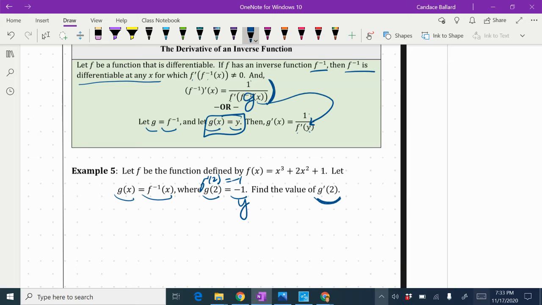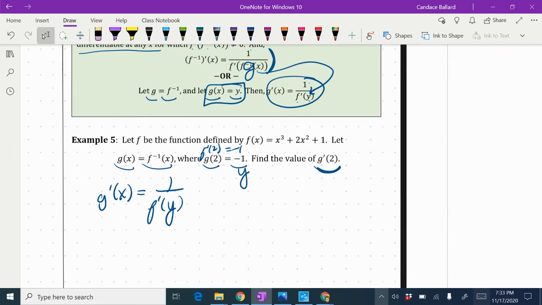In order to take the derivative, I basically need to use this little formula here. So g prime of x equals 1 over f prime of y. I'm going to plug my 2's in. So g prime of 2 equals 1 over, well, I know that this is the y that they're talking about, f prime of -1. Now, I need to find f prime of -1. I'm going to have to take the derivative of this. I'm going to do that to the side.